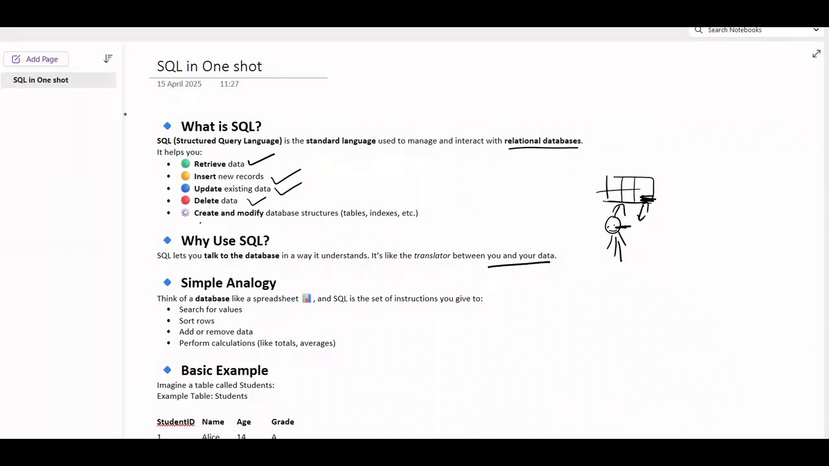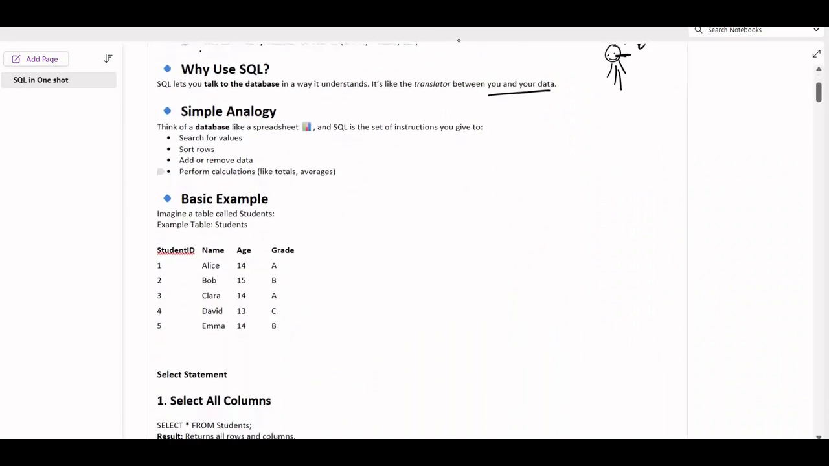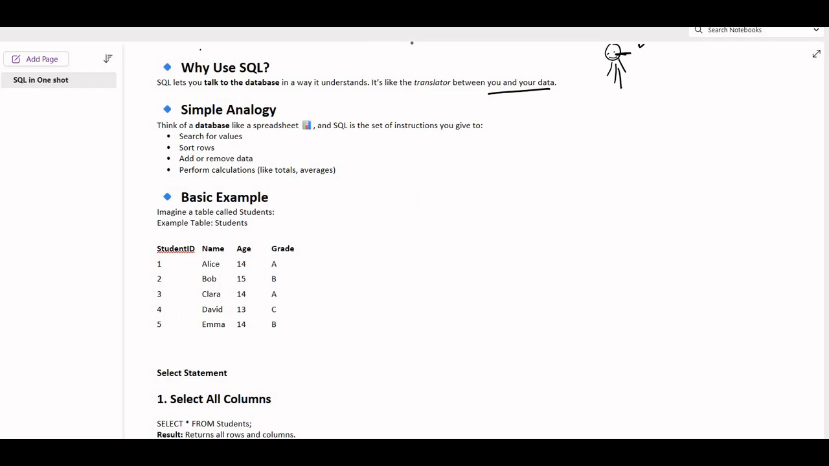So let us understand what it is. Think of a database like a spreadsheet, for example, a spreadsheet in Excel. SQL is a set of instructions. For example, if you want to search for values, sort the rows, add or remove data, or perform calculations like totals or averages, all these instructions we can perform through SQL, and it performs these actions.